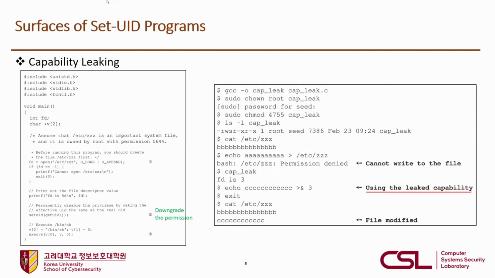The picture on the right shows the process of leaking capability using that problem. While the current file descriptor is maintained, the cap_leak program with SetUID is executed. The arrow and command is a command to write to a specific file descriptor. If you modify the zzz file by using this file descriptor again through the arrow and with 3 commands, you can see that the content is modified.